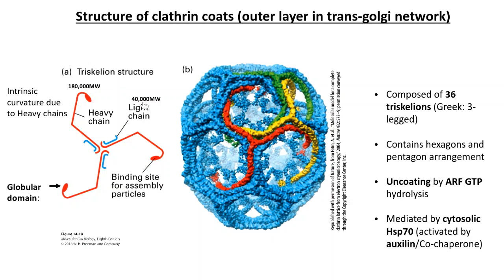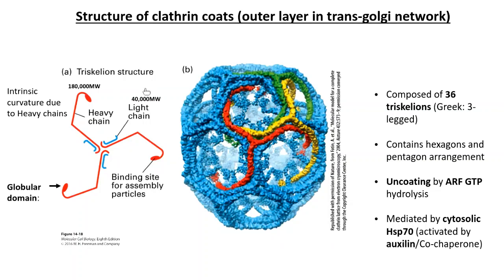So what do you mean by molecular weight? Because we always know that protein weights are expressed in daltons or kilodaltons. Just for your reference, one molecular weight is equivalent to 1 gram per mole, which is equivalent to 1 amu or 1 Dalton. So 180,000 molecular weight is basically 180,000 Dalton or 180 kilodalton. Similarly, this is 40 kilodalton.